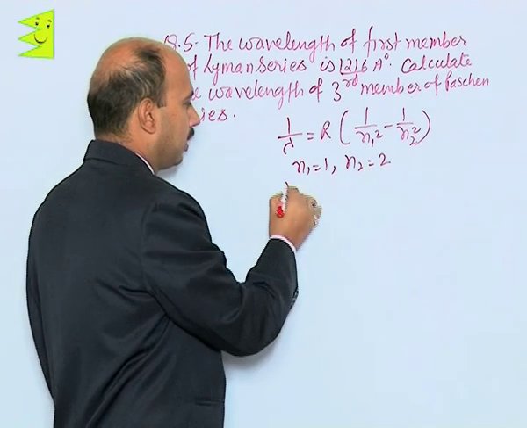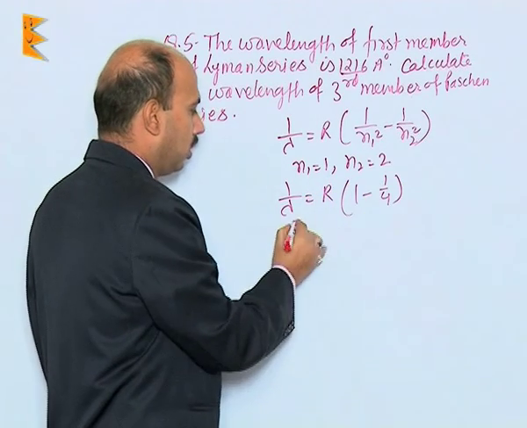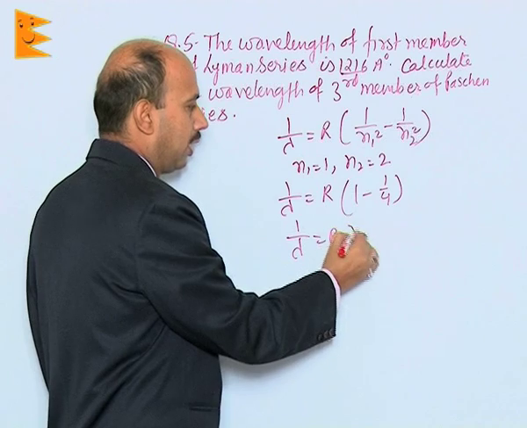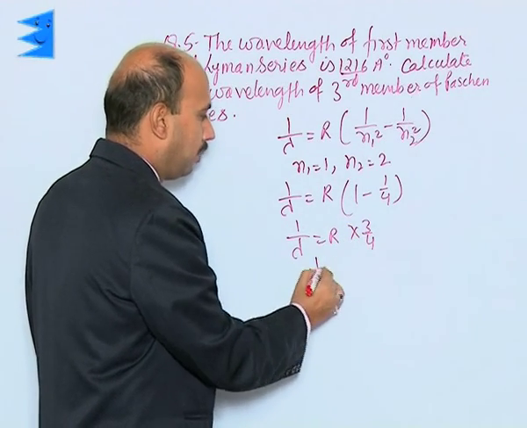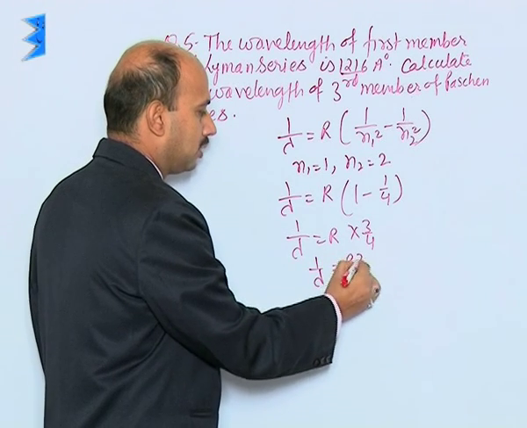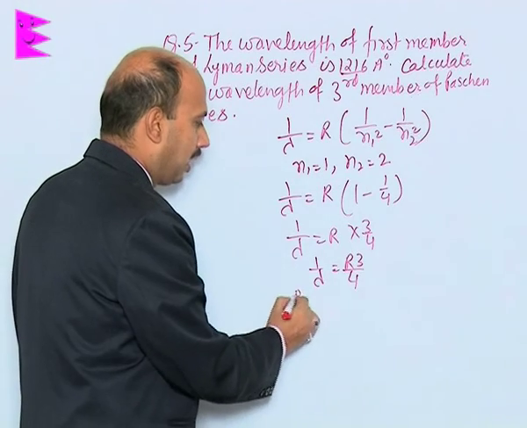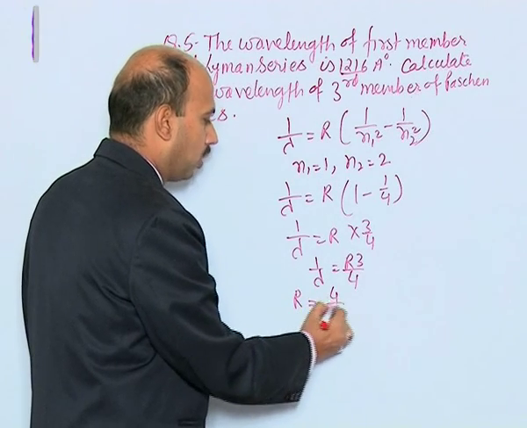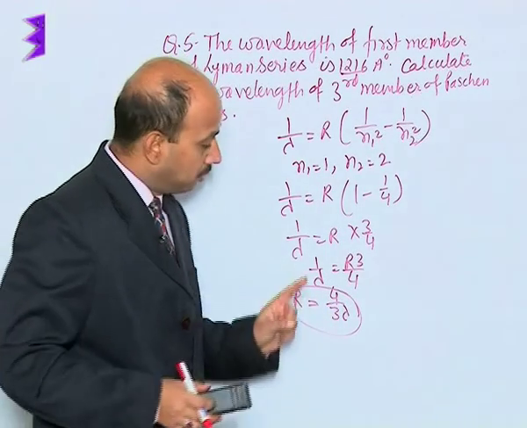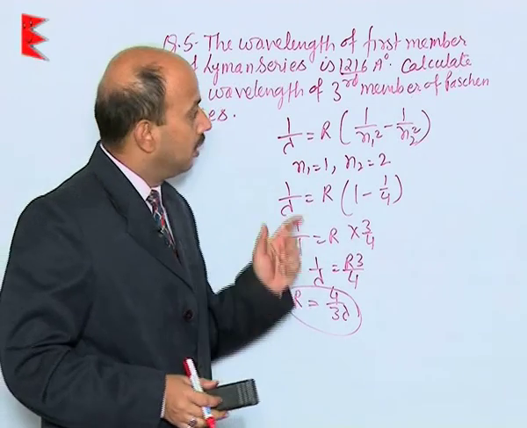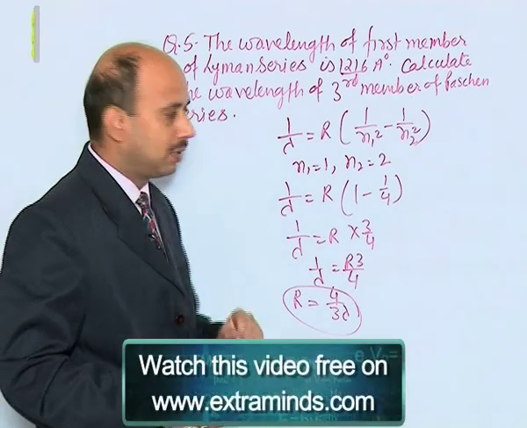we can take 2. So 1/λ = R(1 − 1/4). So 1/λ = R × 3/4. So here we can write 1/λ = 3R/4. We can get the value of R. So R = 4/(3λ). This is the value of the Rydberg constant in terms of the wavelength of the first member of the Lyman series, that is the first member of the Lyman series.